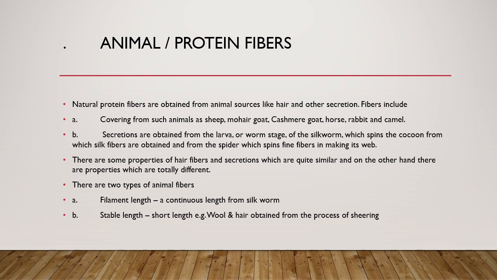Then you have two main types of animal fibers. You have the filament length. This is a continuous length from the silkworm. This is where the silk fabrics are manufactured from.